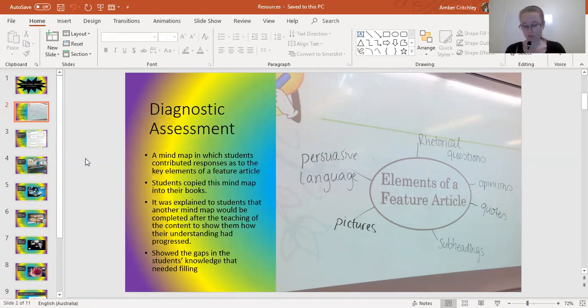At the beginning of the first lesson, students were asked to respond as to what they knew about feature articles, understanding some gaps in their knowledge that would need filling. Students identify persuasive language and subheadings as being elements of a feature article. These responses showed that students had basic understanding of some of the elements of the feature article.